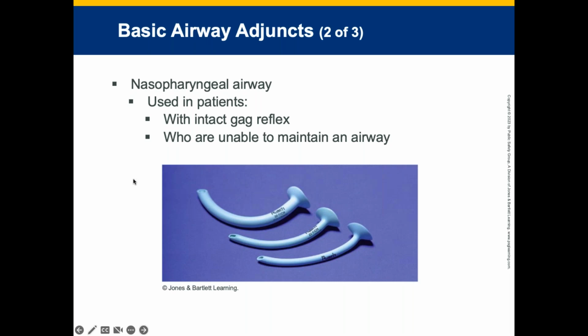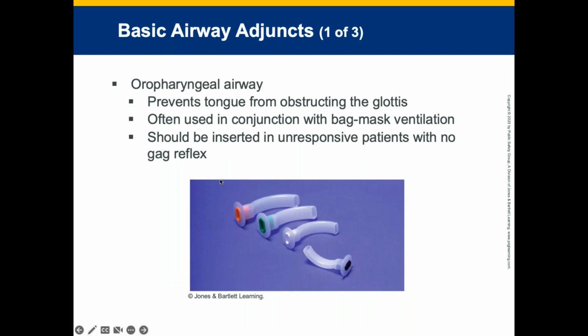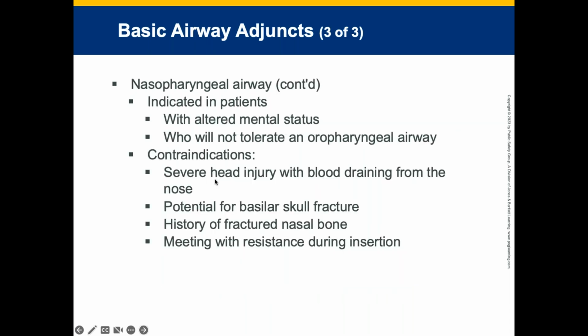Raccoon eyes. Battle wounds. What was that? They call them battle signs, behind the ears. Yep, battle signs. So raccoon eyes are for your orbital fractures, and battle signs are behind the ears. All right, perfect. We already covered all that too.